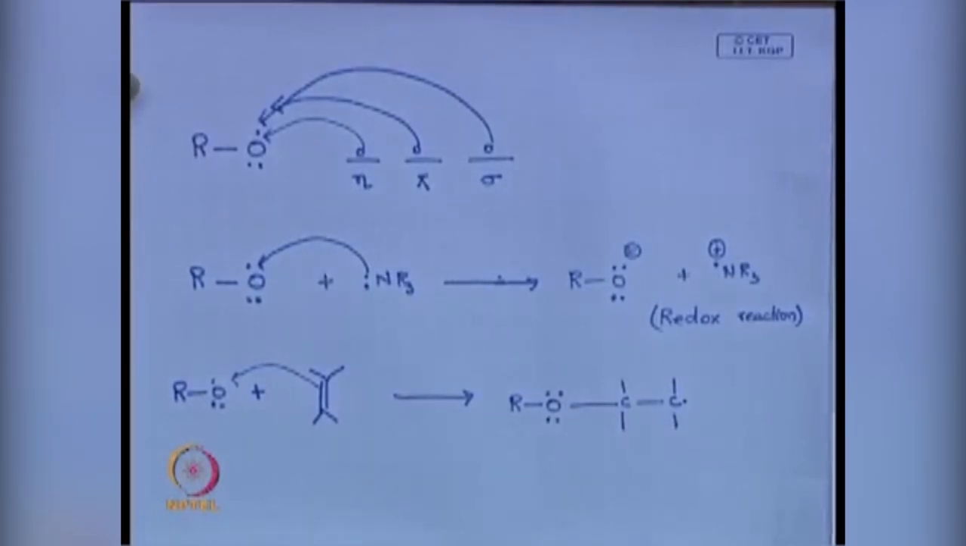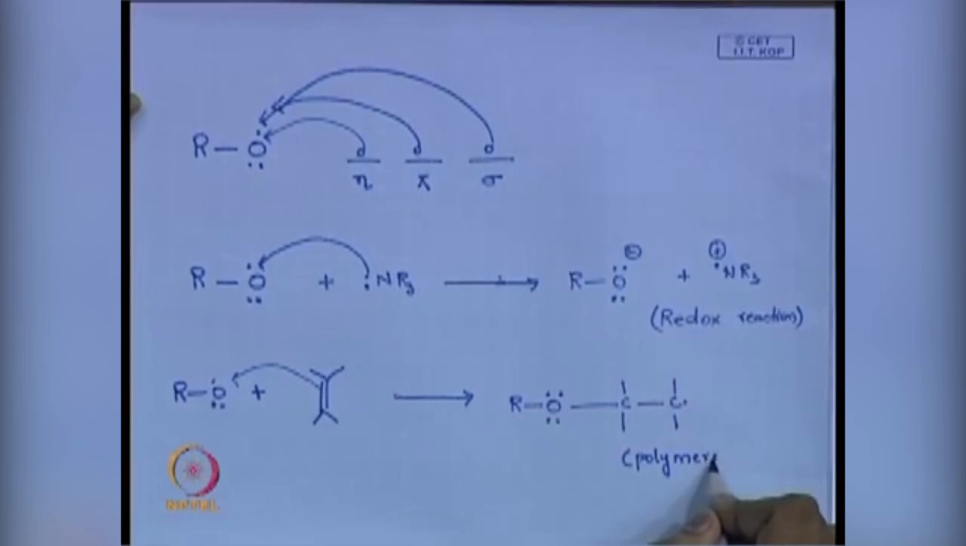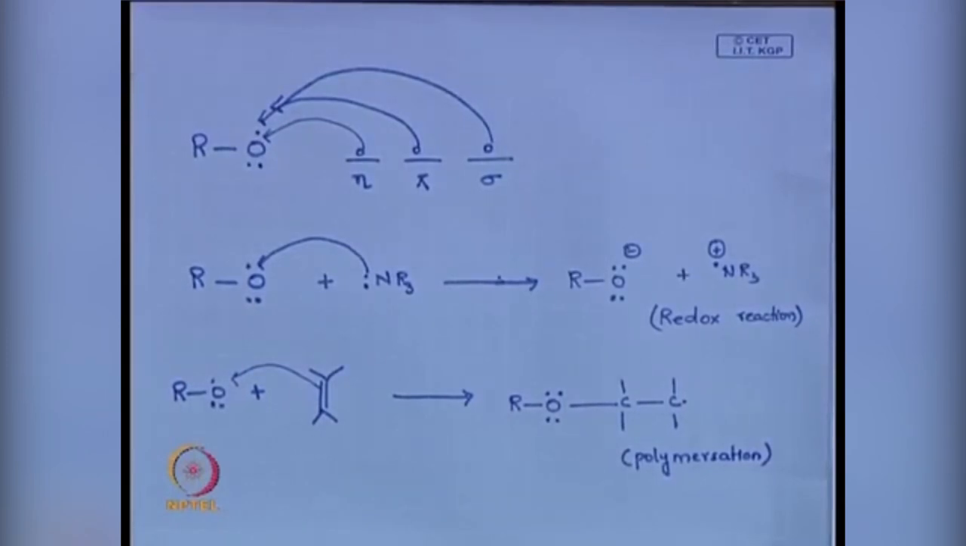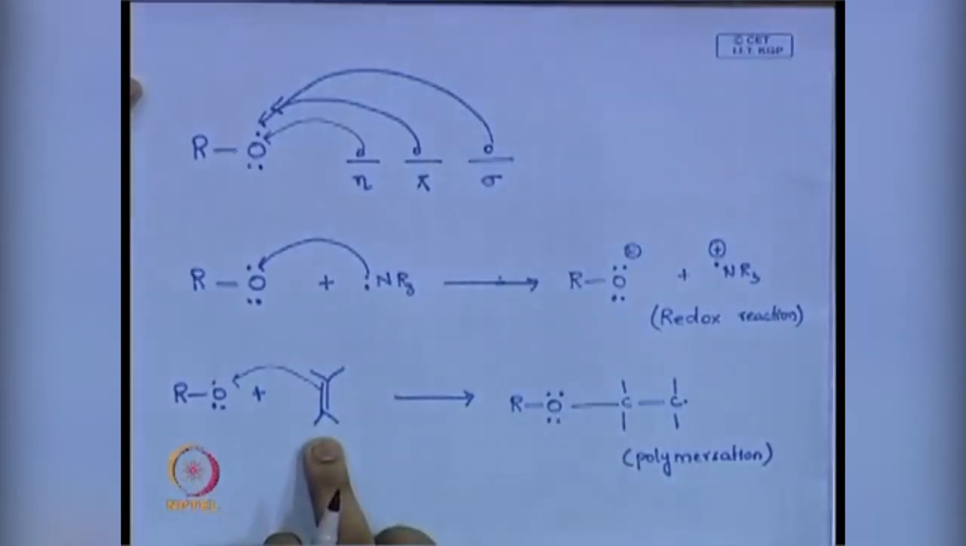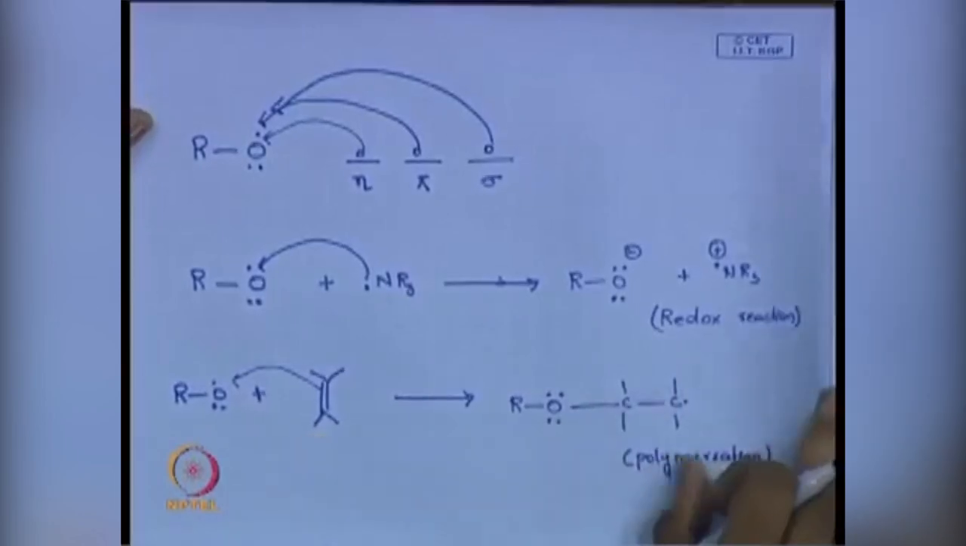This is a good polymerization reaction. You have studied, right? Alkoxy radical is a good initiator for polymerization reactions. If you have a pi system, it can abstract an electron to give me a very good initiator for carrying out many polymerization reactions. So, this is for pi system. So, you have seen that it can abstract an electron from your non-bonded electron, and from your pi system.